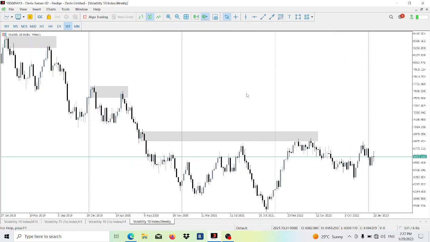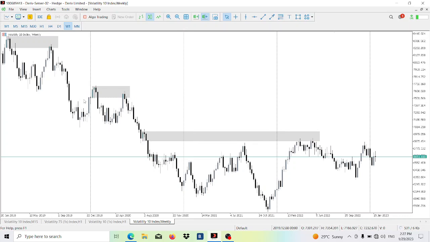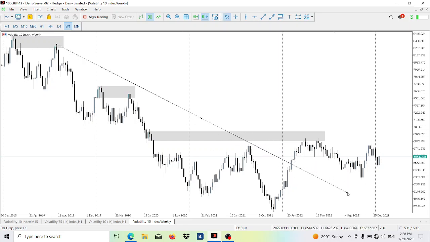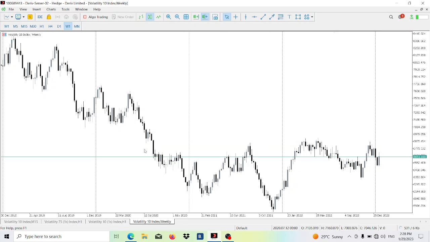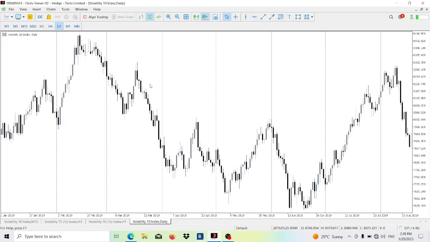Mind you, that market structure we had, we still have it over here. Right, guys, let's go down to the lower time frame and show you more order blocks.